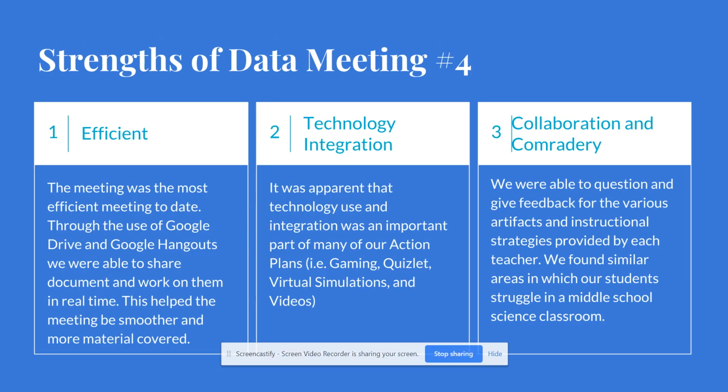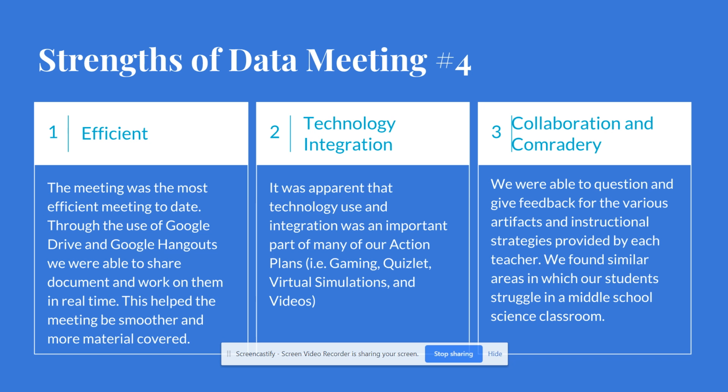Some of the strengths that we observed during our data meeting was that it was very efficient. During our meeting, we were able to use Google Drive and Google Hangouts. We were able to share our documents and work on them in real time. This helped the meeting become smooth and more materials were covered. The technology integration was another piece that we felt was very effective. We've been able to use technology very well.